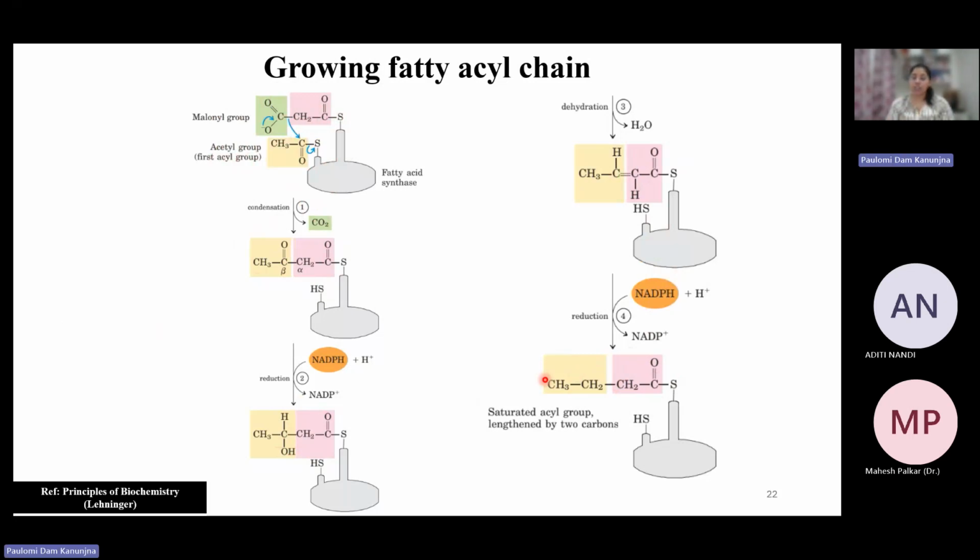And if this is clear to you, then the remaining additional steps become very easy to understand. So just remember it once again: 4 steps: condensation, reduction, dehydration, reduction. Okay. First step, you have malonyl coenzyme A and acetyl coenzyme A. They both are getting into a growing chain.